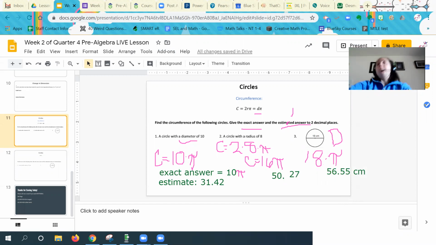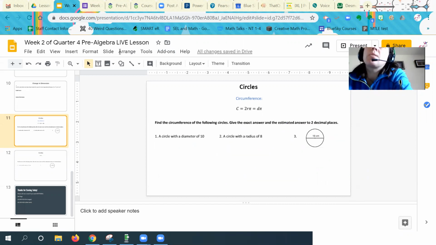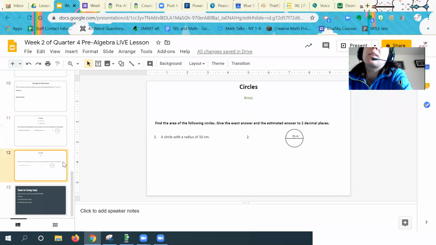So it's just a matter of figuring out which formula you need. If you're given a diameter, use the diameter times pi formula. If you're given a radius, use the 2 pi r formula. So that's circumference. Another thing you'll have to do is find the area.